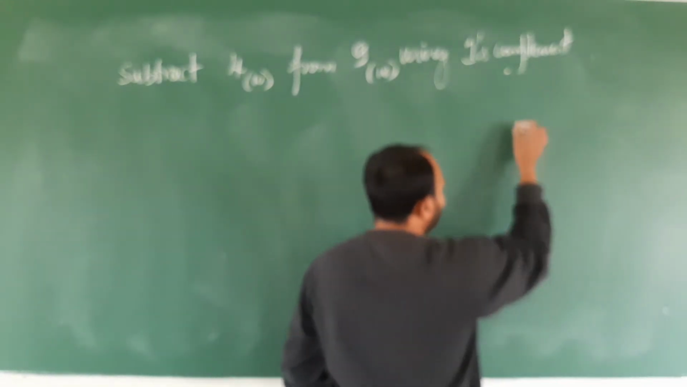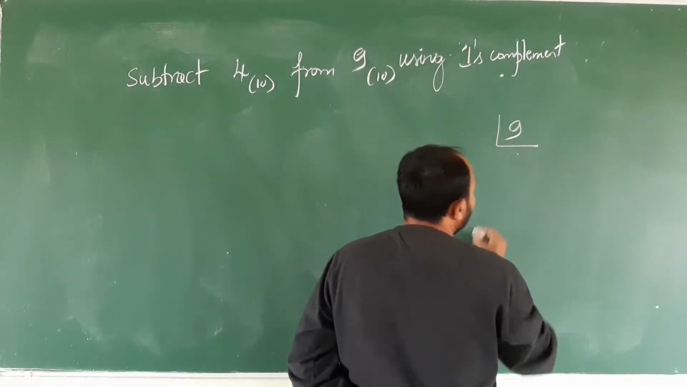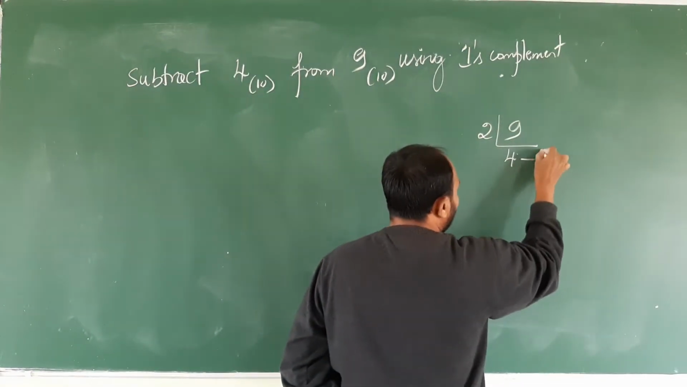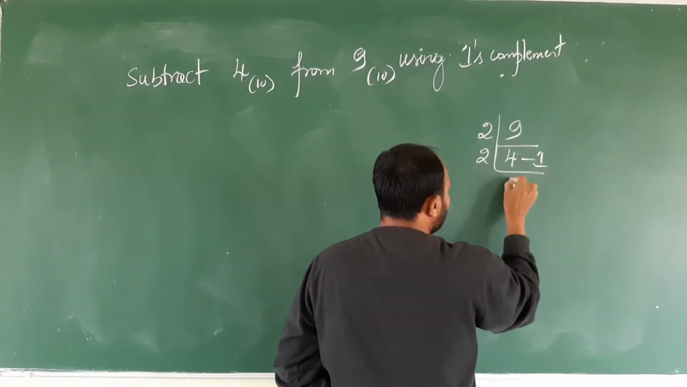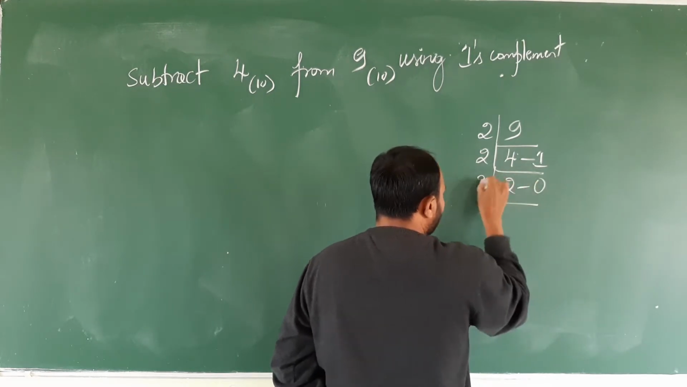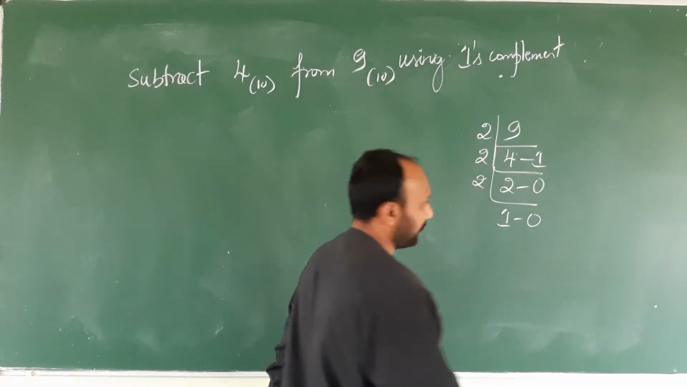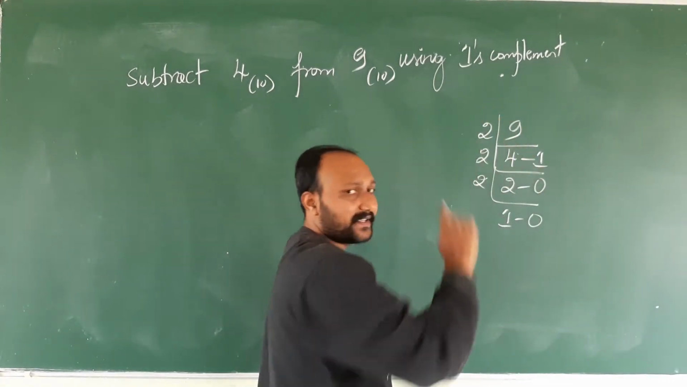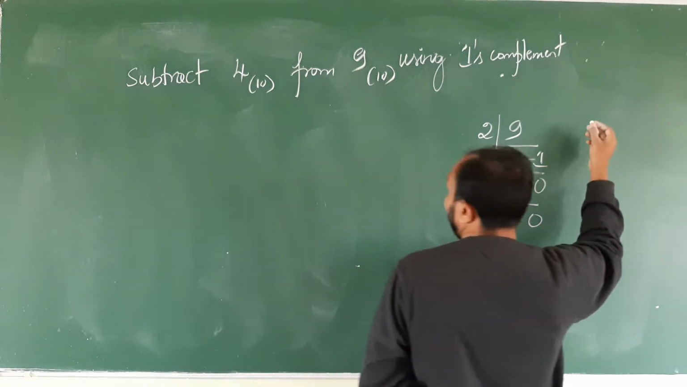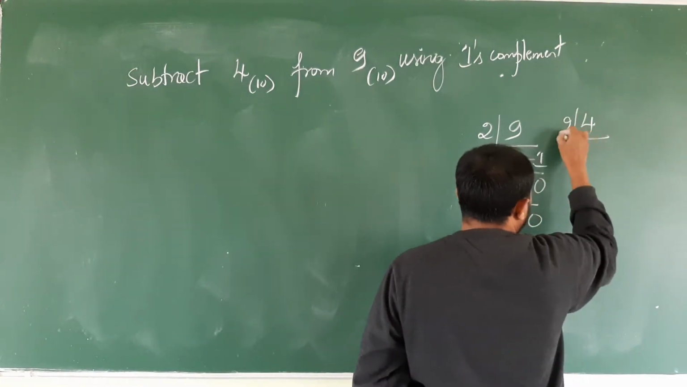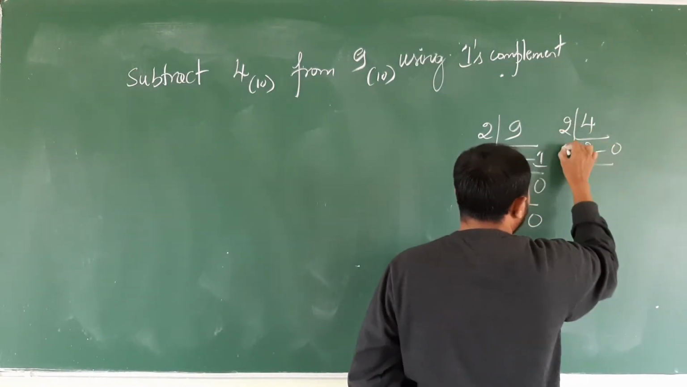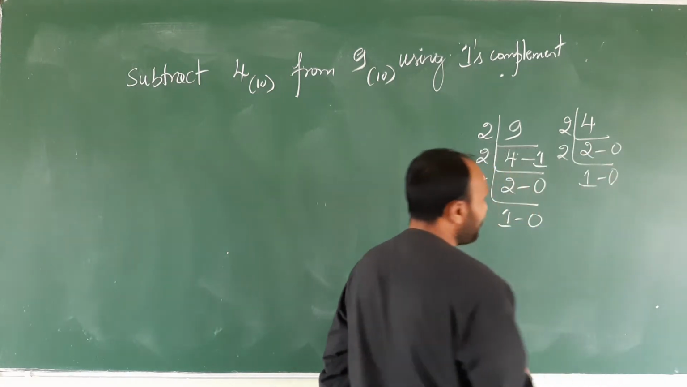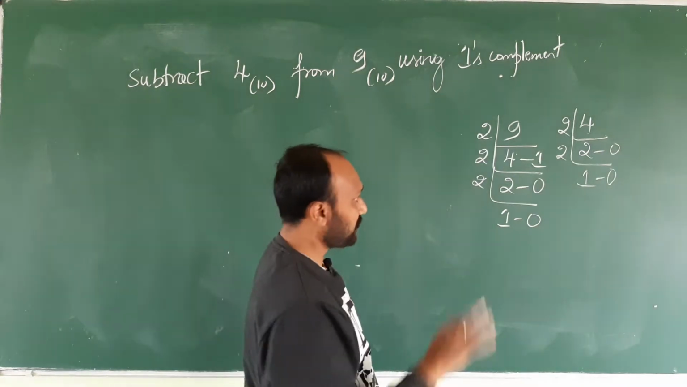First of all, let us find the binary equivalent of 9. 2 4s are 8, 1 is the remainder, 2 2s are 4, 0 is the remainder, 2 1s are 2, 0 is the remainder. So the binary equivalent of 9 is 1 0 0 1. Similarly, we need to find the binary equivalent of 4. 2 2s are 4, 0 remainder, 2 1s are 2, 0 remainder. So the binary equivalent of 4 is 1 0 0.